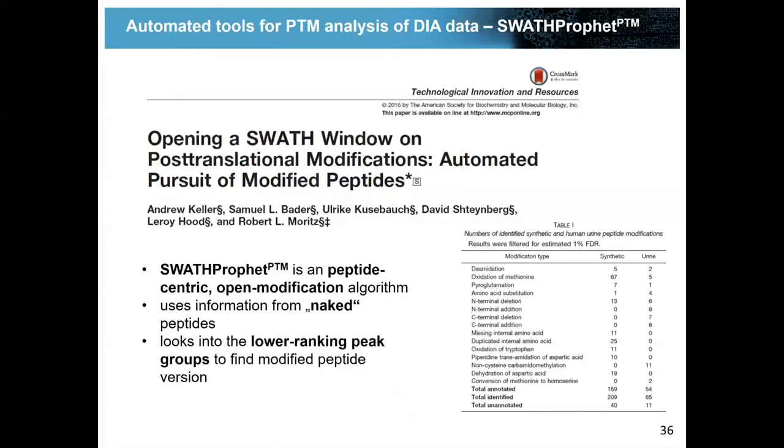And this SWATH Profit PTM is an example for a peptide-centric open modification algorithm. So here you do not need to specify if you're interested in phospho or ubiquitin-related peptides. But what this algorithm does, it uses information from the naked peptides, so the non-modified peptide it has in the library, and then it looks at the lower ranking P groups that it finds and tries to associate a modified peptide to these lower ranking P groups. And yeah, without having specified which PTMs you're looking at, it can give you a table of PTMs that it found in the data.